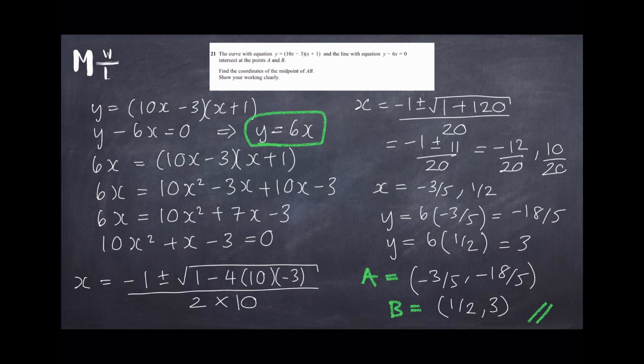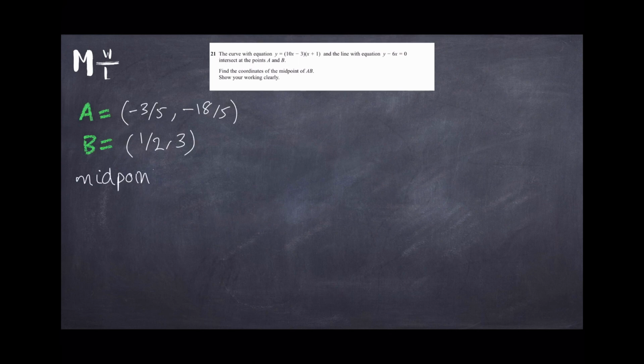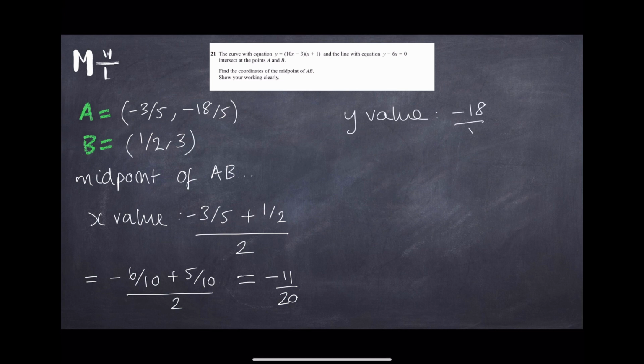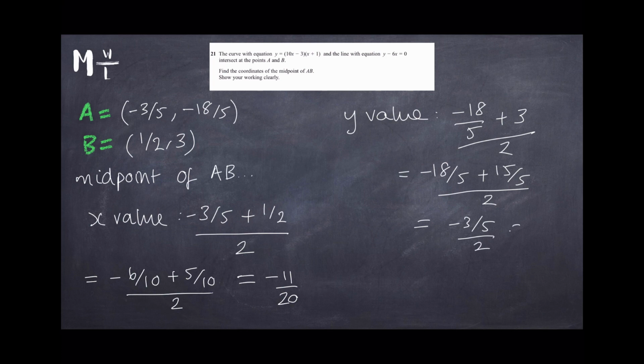Now we just need to find the midpoint of the line AB. To work out the midpoint, we'll take the x coordinates first, add them together and then divide them by 2 to find the average of those ones, and then we'll do the same with the y value. So the x value, we get this to be minus 11 over 20. Summing the y coordinates, -18 over 5 and 3, we get -18 over 5 plus 15 over 5, all divided by 2, which is -3 over 10. Therefore, our midpoint is the point minus 11 over 20, -3 over 10.